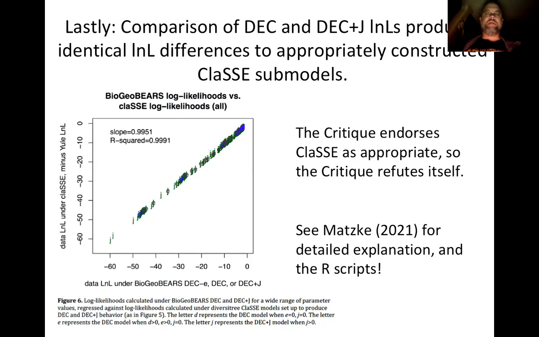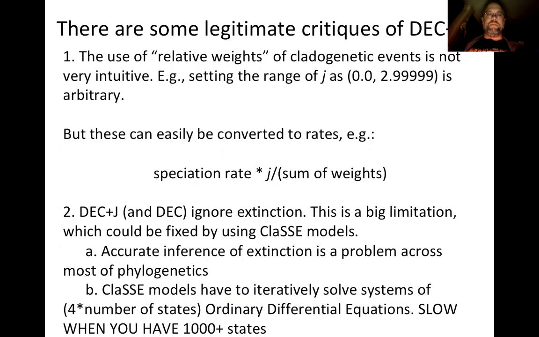Essentially, the log likelihoods under the ClaSSE model differed from the log likelihoods under the DEC or DEC+J model by a constant. Now, that's not all ClaSSE models, right? Those are two specific ClaSSE submodels. ClaSSE, the cladogenetic state-dependent speciation extinction model, is recommended by Ree and Sanmartin in their critique as being a valid model. But comparing DEC and DEC+J is identical to comparing two special cases of the ClaSSE submodels. So the critique endorses comparison of ClaSSE submodels, but that is the same thing as comparing DEC and DEC+J, so the critique refutes itself. And I think it should be considered basically dead at that point.